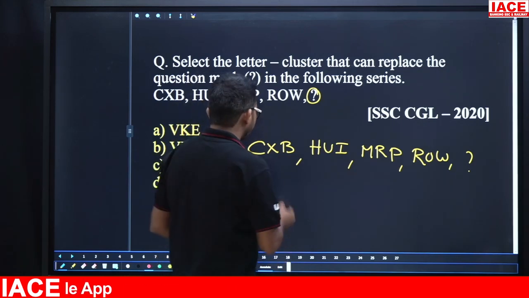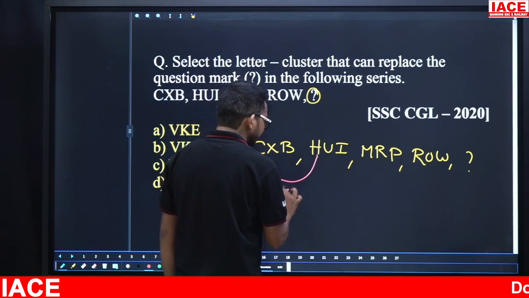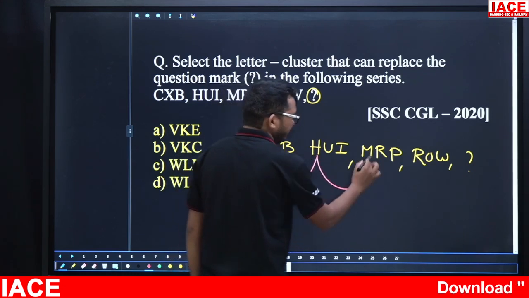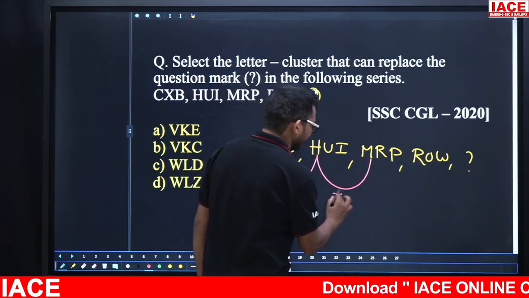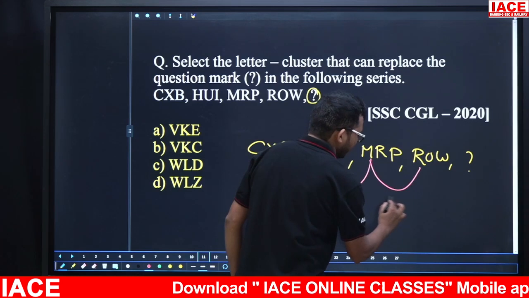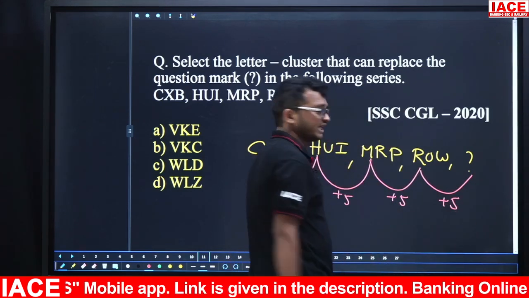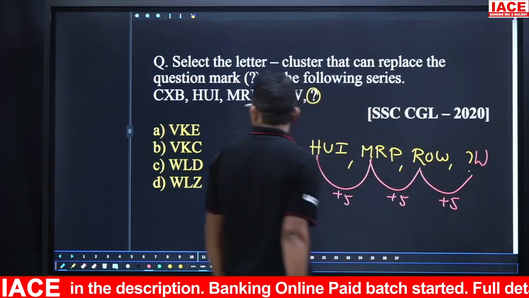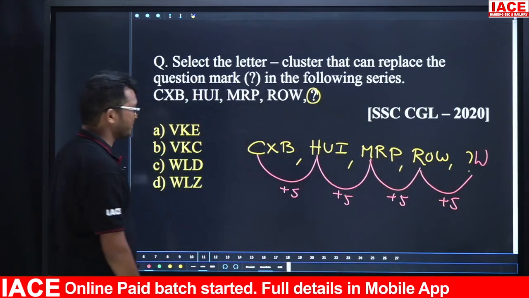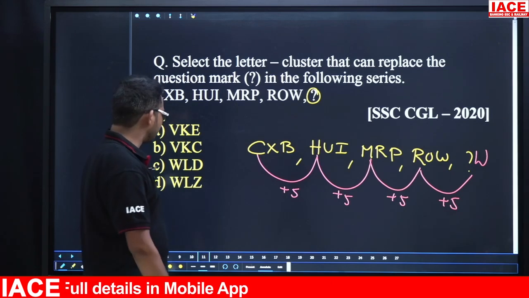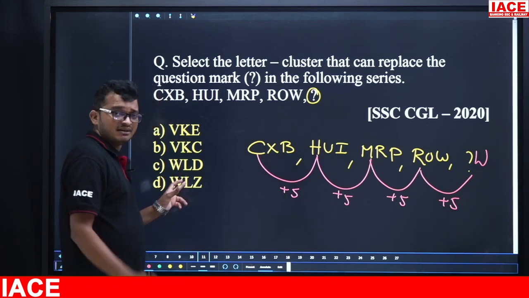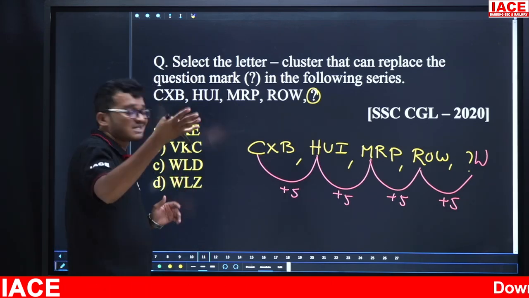Observe here, C and H: the logic is plus 5. H and M, H is 8, M is 13, plus 5. Next, M is 13, R is 18, plus 5. Now here plus 5: 18 plus 5 is 23. 23 means W. So starting with W, we have 2 options. Then go for the next one. Friends, here WL, WL. That means the first 2 letters are the same. Go for the last letter logic.